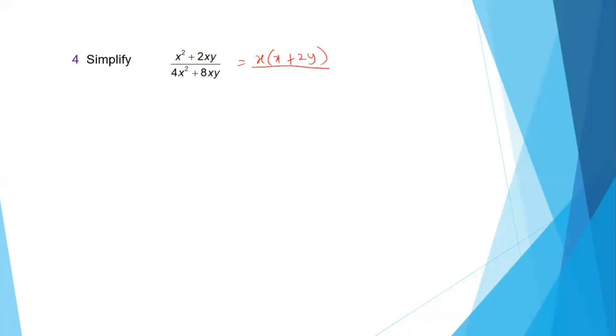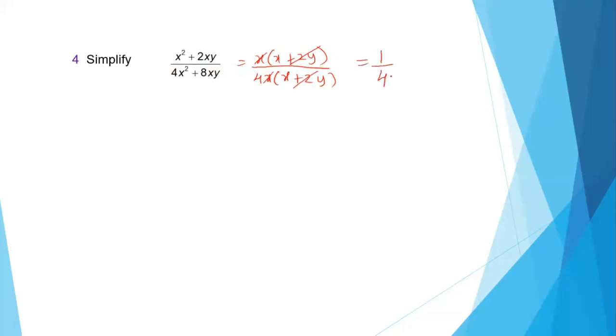In the denominator, the HCF of 4x square and 8xy is 4x. So if I take 4x common, x is left. 4 2s are 8 and x has already gone out, so 2y. Divide numerator and denominator by x plus 2y, x plus 2y. This x and x are also divided by x, and finally we get the answer as 1 upon 4.